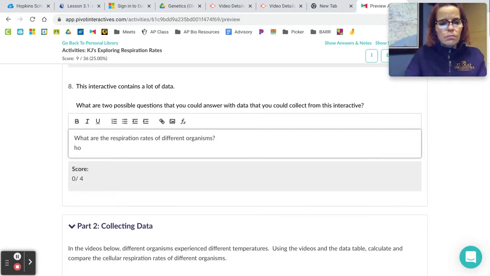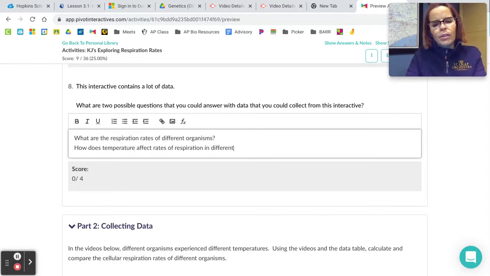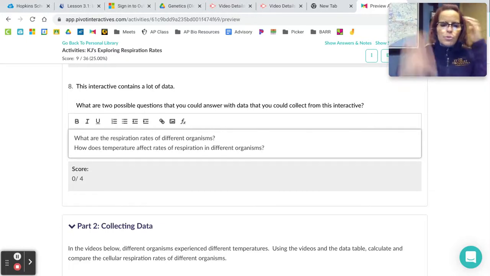Oh my gosh, type well, KJ. How does temperature affect rates of respiration in different organisms? It's hard to talk and type. Have you ever noticed that? There, good enough. We'll go with those 2 questions.